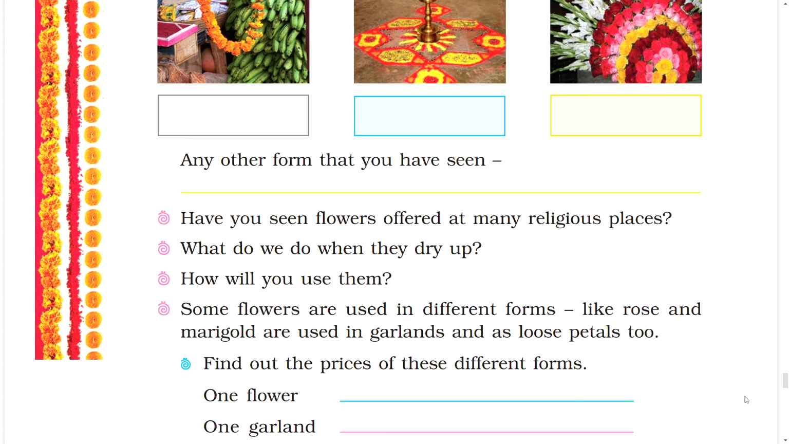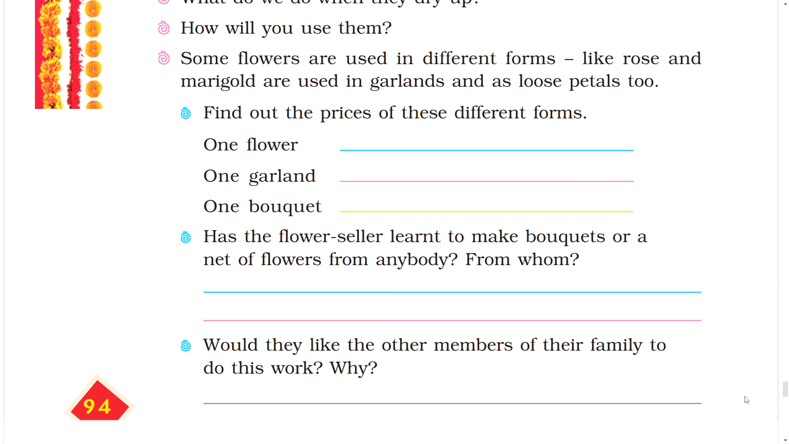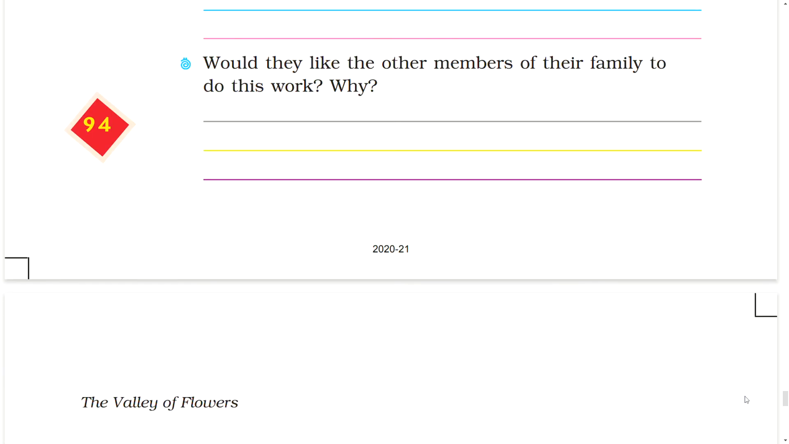Some flowers are used in different forms, like rose and marigold are used in garlands and as loose petals too. Find out the prices of these different forms. One flower, one garland, one bouquet. Has the flower seller learned to make a bouquet or a net of flowers from anybody? From whom? Would they like the other members of their family to do this work? Why? Comment this.